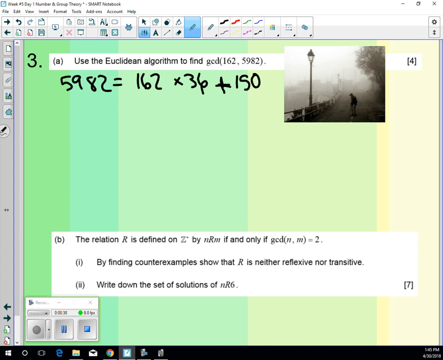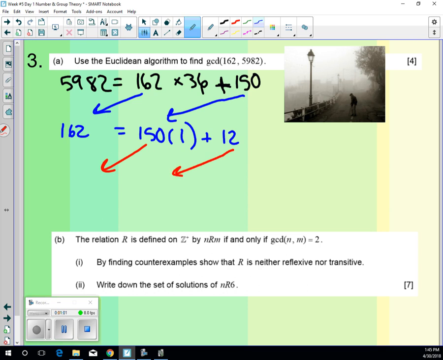So then what we do is we take these two, and we go 162 is equal to 150 times what? Without going over, 1, and we'll just have 12 remaining, right? Then I'm going to take this one. Now we're going to have 150 is equal to 12 times, what do you think? Yep, 12, plus 6.